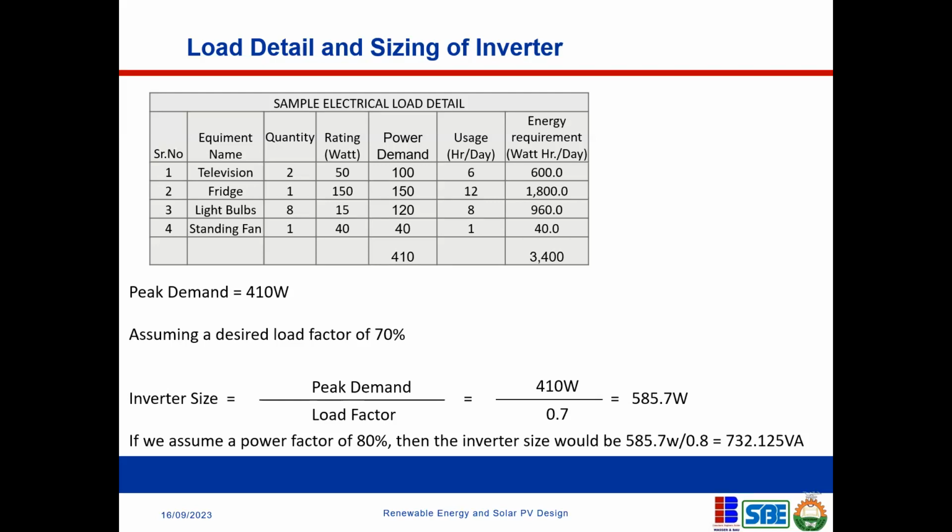So sizing your inverter now, you have to divide your peak demand by your load factor. Okay, so that will give you the kind of tolerance that you need. So if you divide 410 by 0.7, 0.7 means 70%, you will have 585.7 watts. Now this is watts, not kVA.